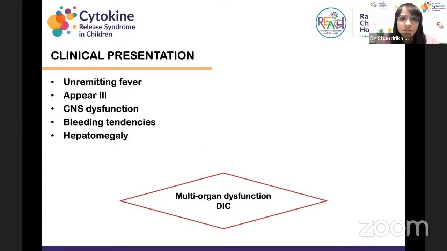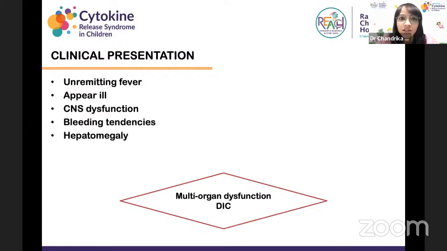Usually these children are visibly ill looking, if not in the ICU. They have relentless, unremitting, very high grade temperatures. And as the disease progresses, they may develop other organ dysfunction with neurological involvement in the form of drowsiness to frank encephalopathy to even coma and seizures.